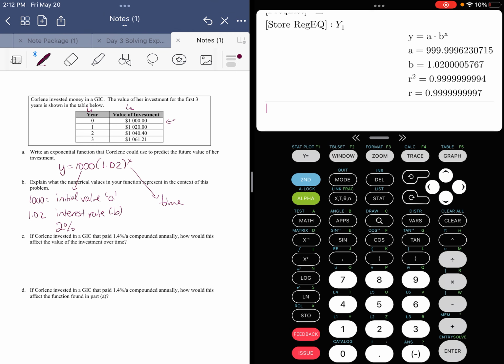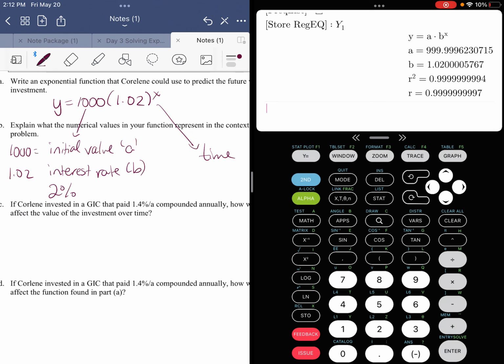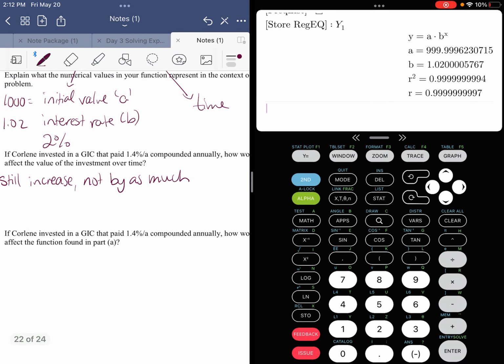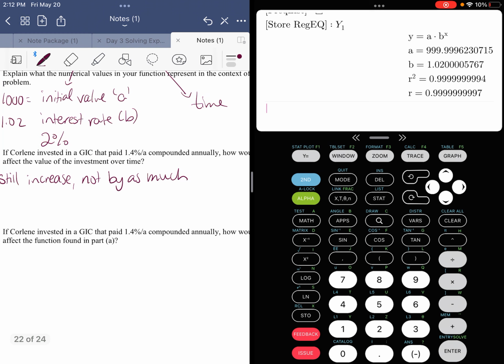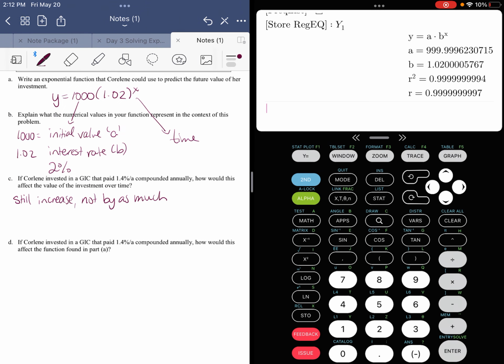So if Corleen invested a GIC that paid 1.4% compounded annually, how would this affect the value of the investment over time? It would still increase, just not by as much. 1.4 is less than a 2%. If Corleen invested a GIC that paid 1.4% compounded annually, how would it affect the function found in part A? Well, your new function would be 1,000 multiplied by 1.014 to the x, okay? Your B value would change.